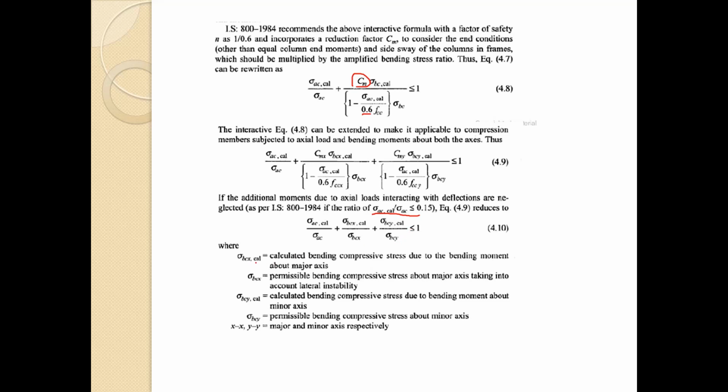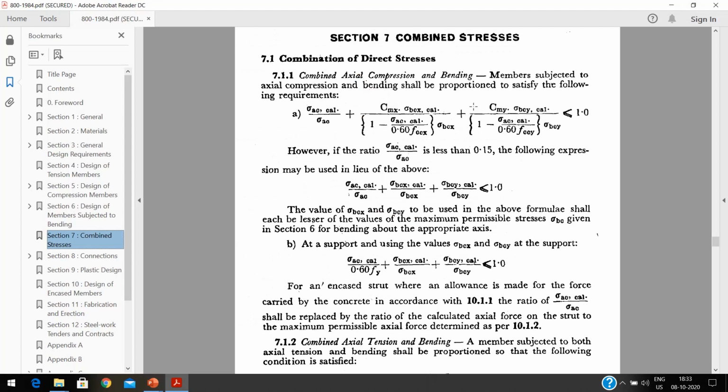So where sigma BCX calculated is the calculated bending compressive stress due to bending moment at the major axis. Sigma BCX permissible is the permissible bending compressive stress about the major axis, taking into account the lateral instability. Sigma BCY calculated is the calculated bending compressive stress due to bending moment about the minor axis, and sigma BCY permissible is the permissible bending compressive stress about the minor axis. XX and YY are the major and minor axis respectively. So these are the derivations.